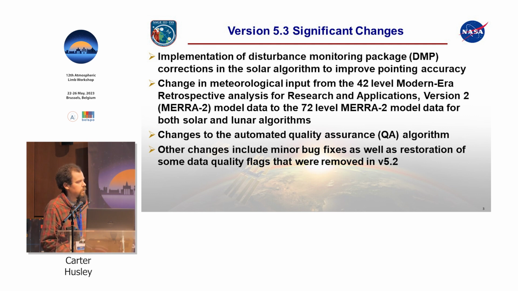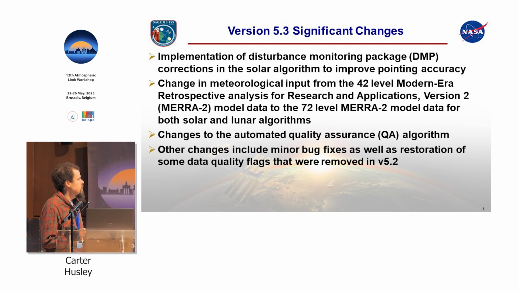Here is a brief summary of the significant changes to this version of our Stage 3 data product. We added the implementation of disturbance monitoring package data within our Level 1 solar algorithm to improve pointing accuracy. We changed our meteorological inputs. We still use the MERRA model data in our data processing, however, we moved from the 42 level MERRA data product up to a 72 level MERRA data product for both solar and lunar algorithms.